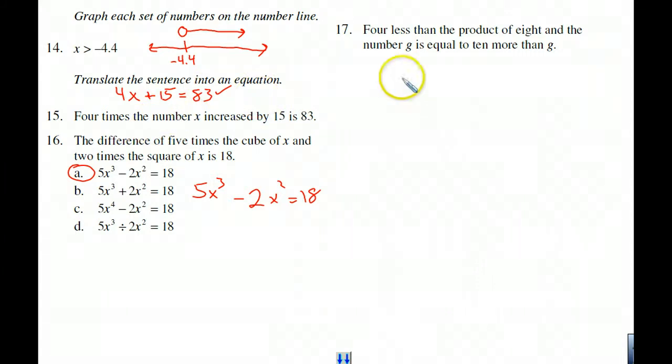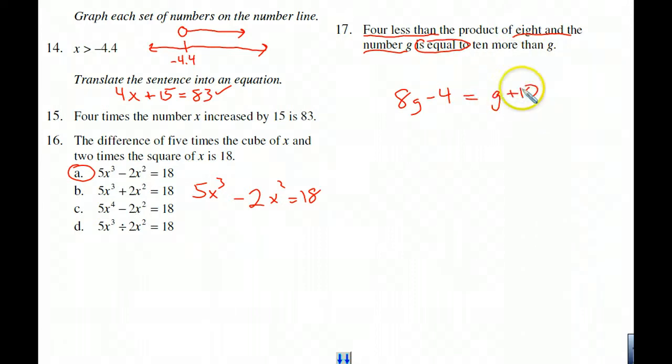4 less than the product of 8 and a number g. Okay, remember 4 less than. That means we're going to have to find out what the second part is and then subtract 4. So the product means to multiply. So then we're talking about the product of 8 and g and 4 less than that is equal to, that's the equal sign, 10 more than g. So we're going to start at g and then go 10 more than that.